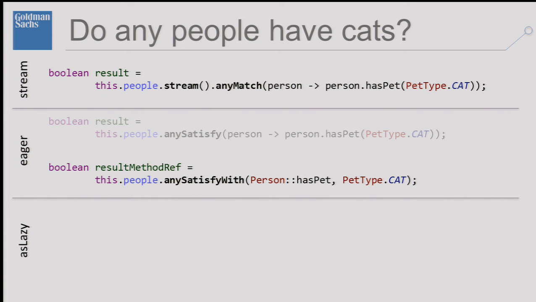But here's something a bit different. We have an anySatisfyWith method. And what's different here is that we're passing a second parameter, which may not seem like a big deal because they're fairly equivalent. Where it can make a difference, well, some people prefer this style. Person::hasPet uses method references. Some people like method references a lot.